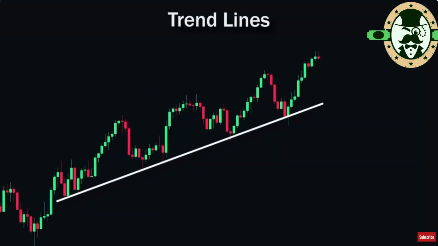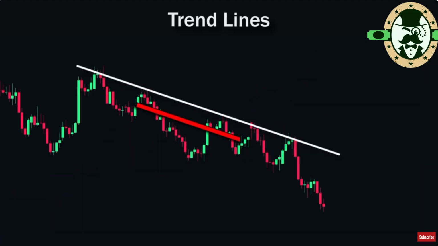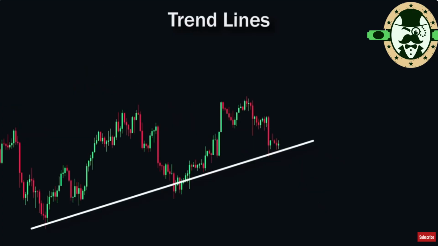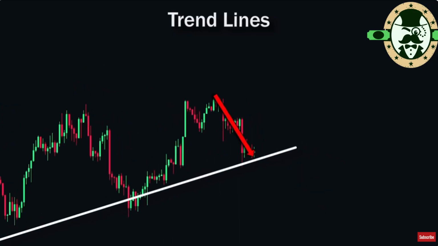The 13th strategy we're going to look at is trend lines. Trend lines are diagonal key levels formed during a trend. Upward trend lines indicate bullish trends. Downward trend lines indicate bearish trends. Price retracing to a trend line can signal potential entry opportunities.